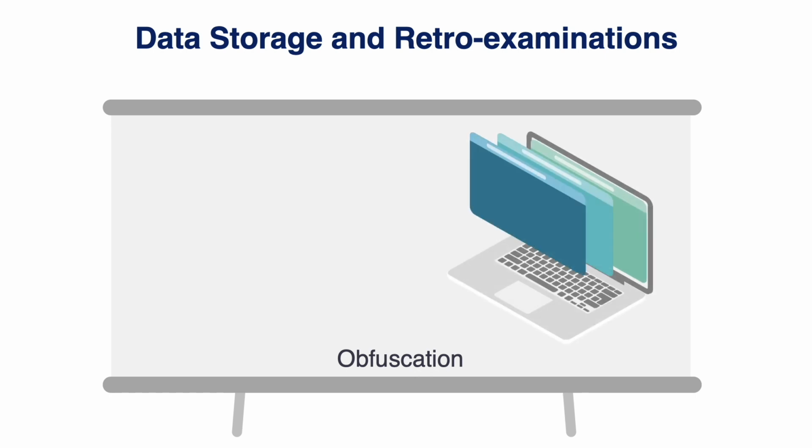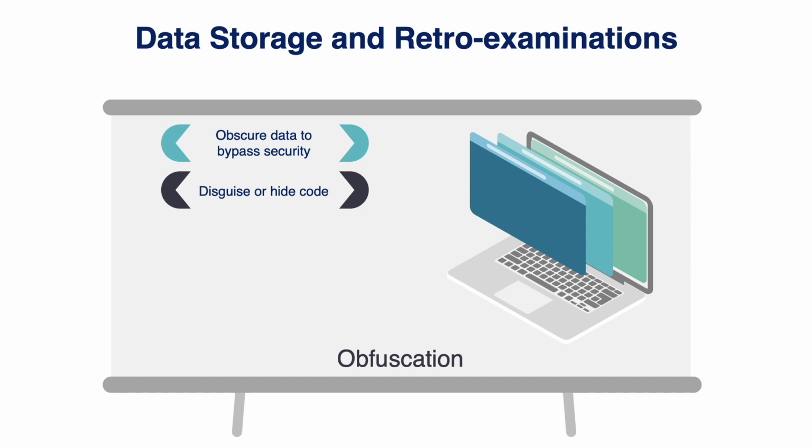Obfuscation is the process of obscuring data in order to bypass security scans and controls. Essentially, it is a collection of techniques used to disguise or hide code and is used in almost every attempt to compromise a system or network. There are a number of techniques used, which we'll look at now.